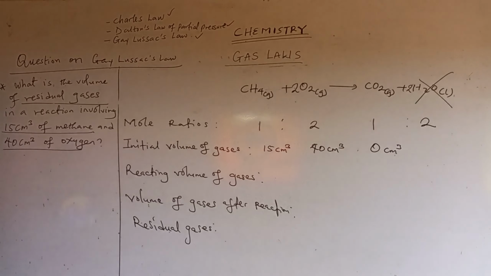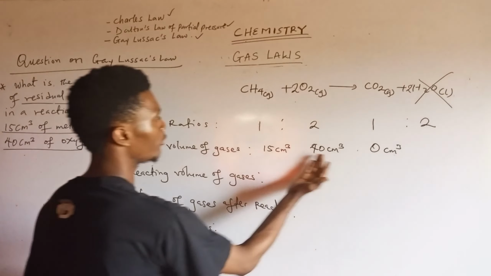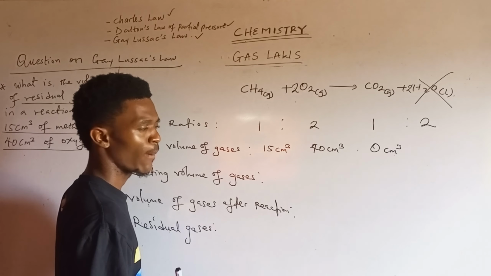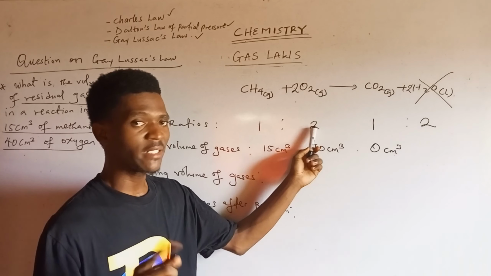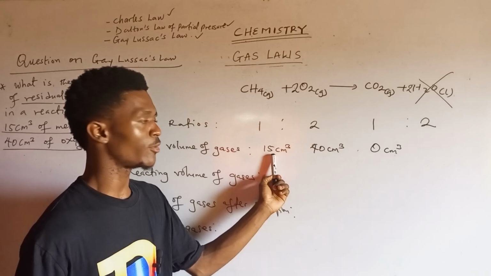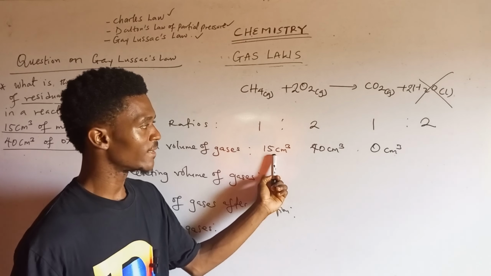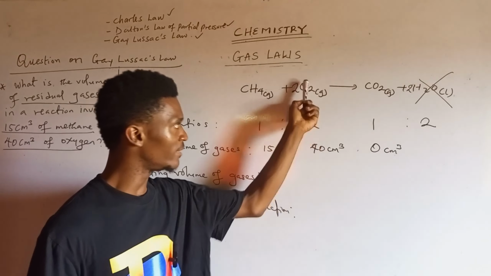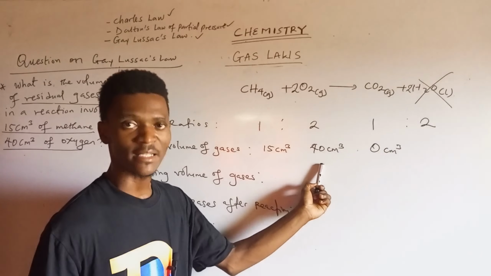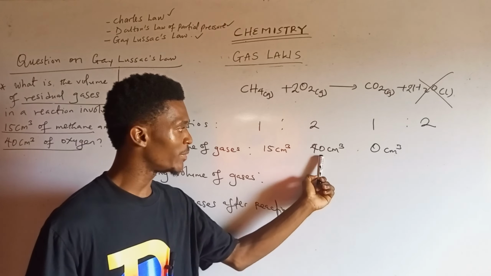Then we have attempted that. Next, the reacting volume of gas. Remember that it is both volumes that would now be reacting. But then again, observe 1:2, meaning look at this one, 15 cm³ of methane. If it reacts with twice its volume of oxygen, it's going to be 30. So twice of 15 will be 30.